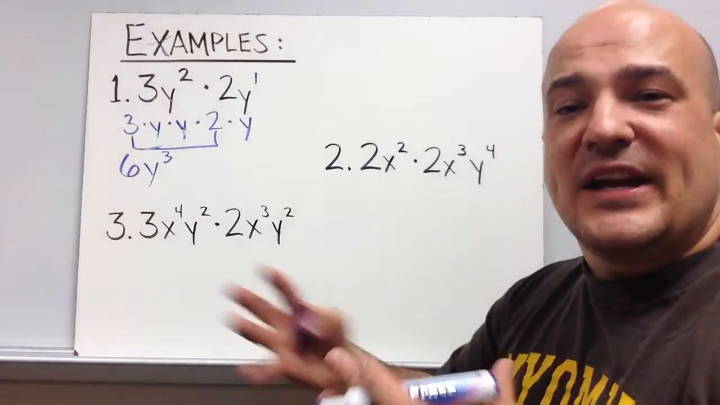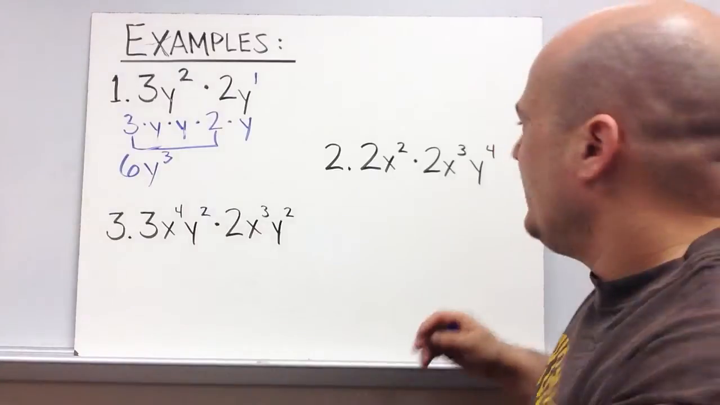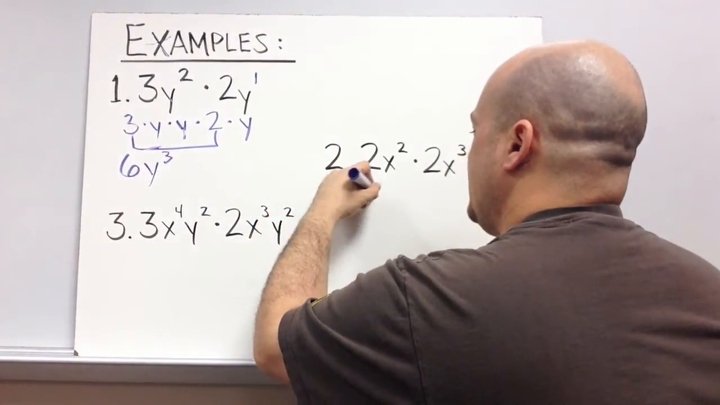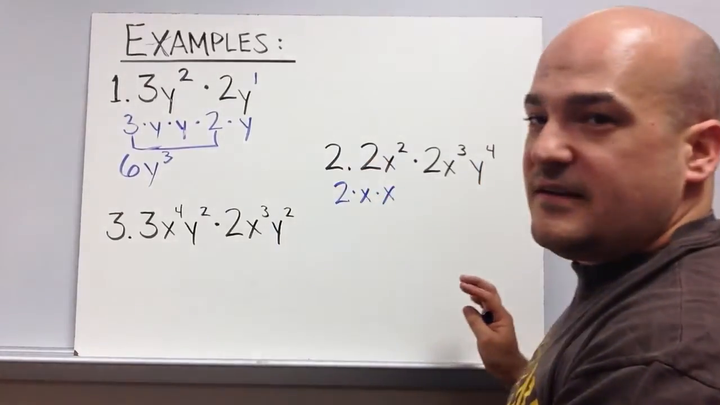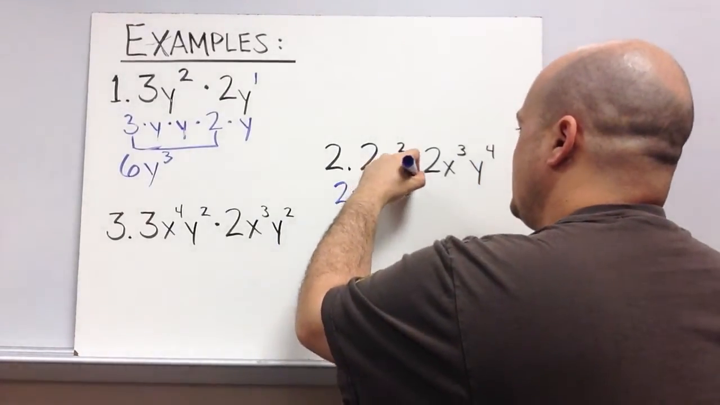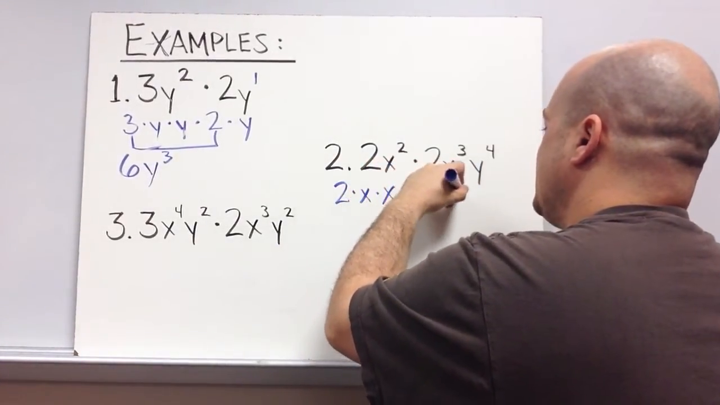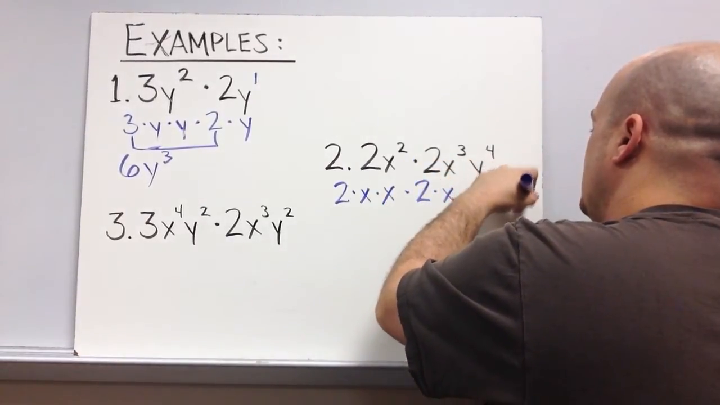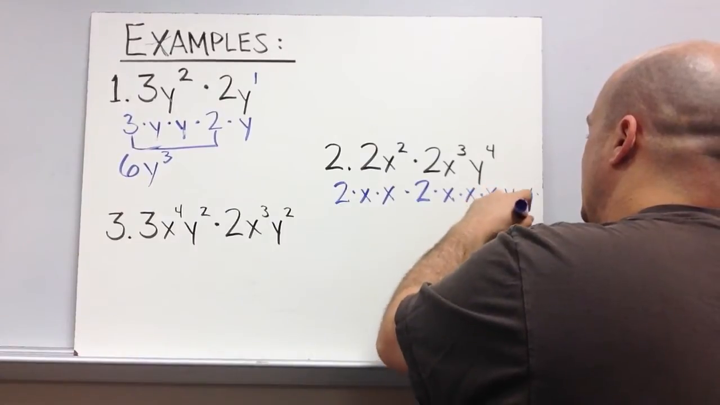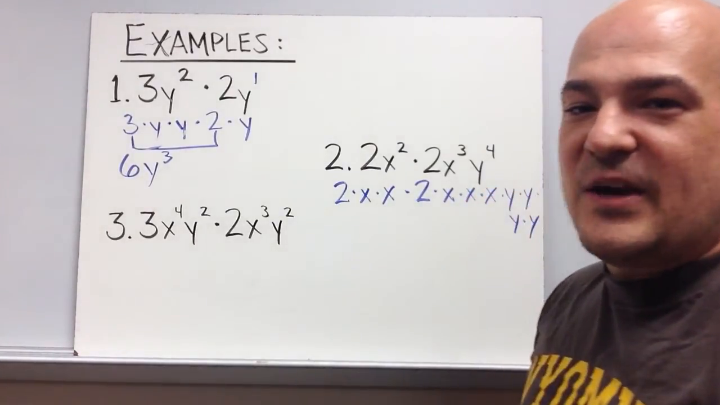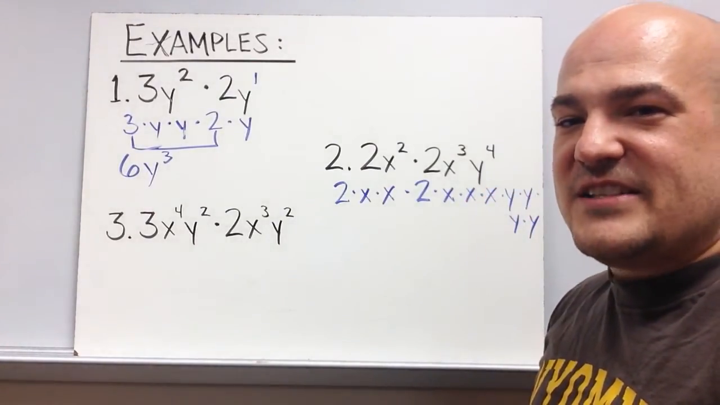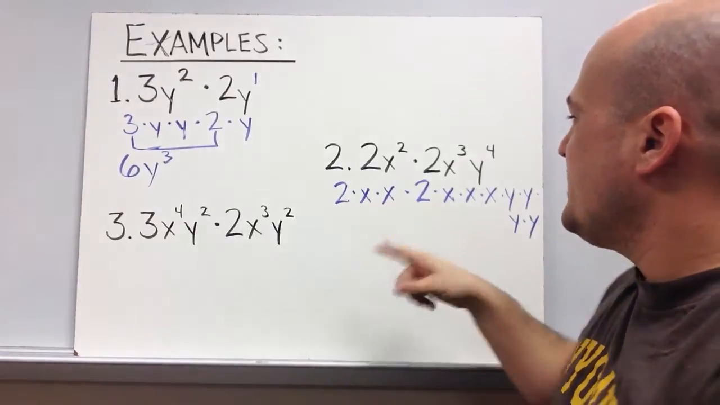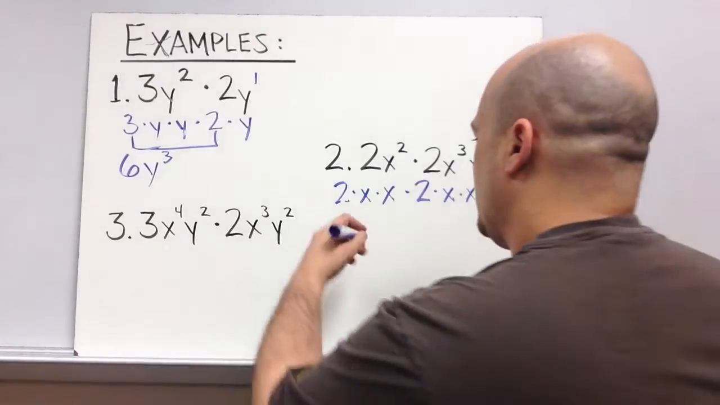If I had to break this thing down, really what it's saying is 2 times x times x, times 2 times x times x times x times y times y times y times y. I ran out of room there. It's a lot of y's and x's. Okay, that's what this problem is really saying. So I'm going to take my coefficients and multiply them. 2 times 2 is 4.